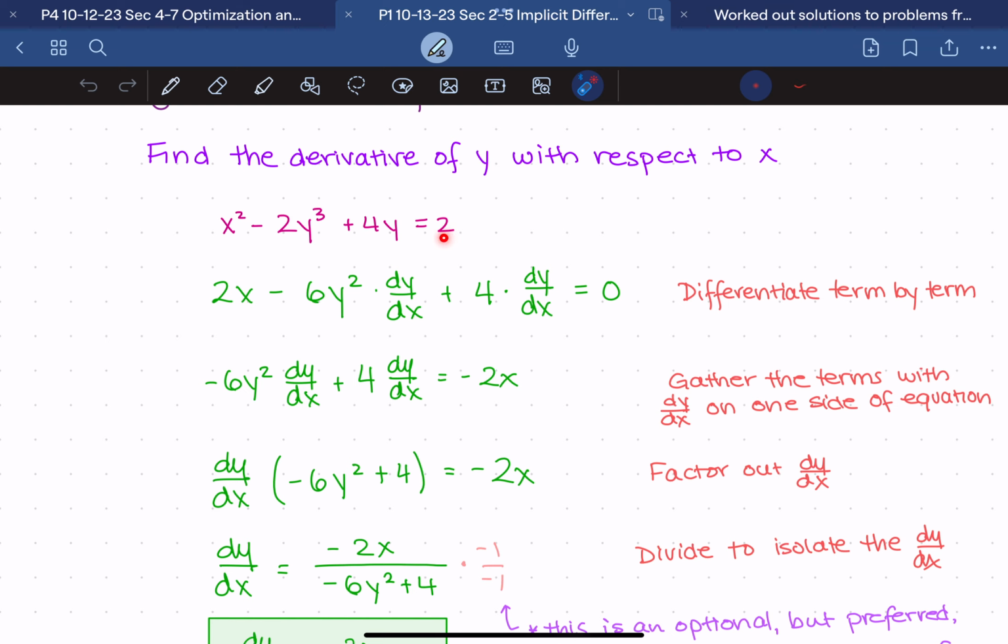And then 2 is a constant, and the derivative of a constant is 0.